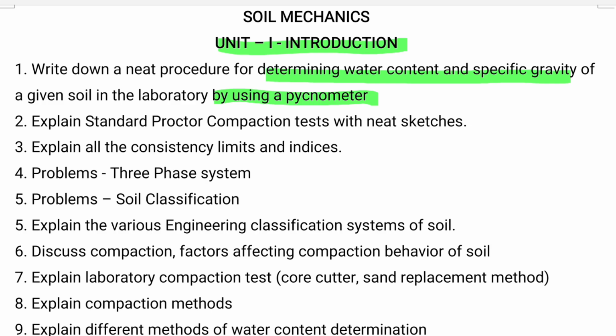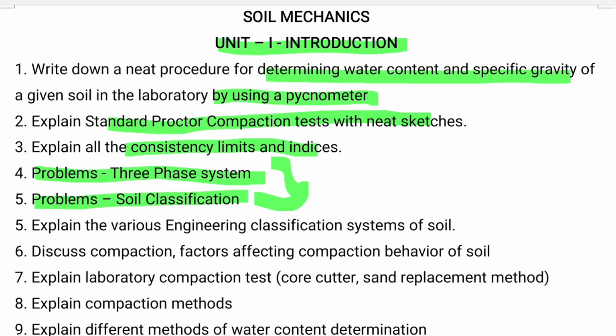These methods are very helpful to write elaborately in the semester examination. The next question, in the compaction part, is the standard Proctor compaction test. Next, all types of consistency limits and indices, that is liquid limit, plastic limit, shrinkage limit, and indices like consistency index, liquidity index, flow index, and toughness index. Then problems related to the three-phase system and soil classification.